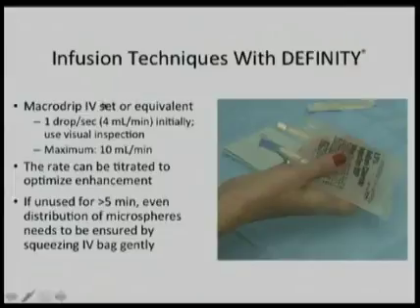And then you use the Macrodrip IV set or equivalent. Again, start at 1 drop per second as shown here, and you can increase that if you need to get good image enhancement. You can even decrease it if necessary. If you're using this for more than 5 minutes, it's good to reach up and squeeze the bag gently to keep it accurately and evenly mixed.